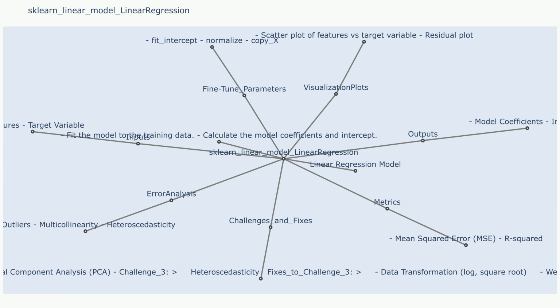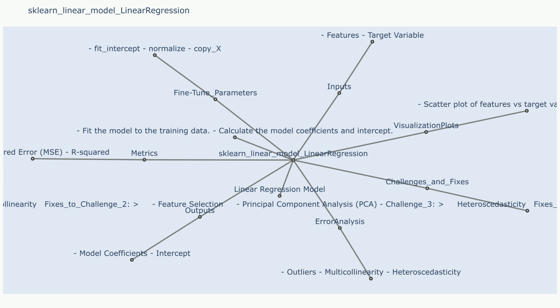Challenge 3. Nonlinear relationships. If the relationship between features and the target is not linear, linear regression may not be the best choice. Sample use case that resulted in challenge 3. A relationship between features and the target that resembles a curve or a more complex pattern.